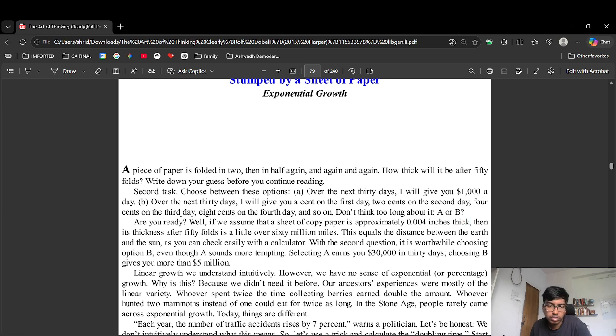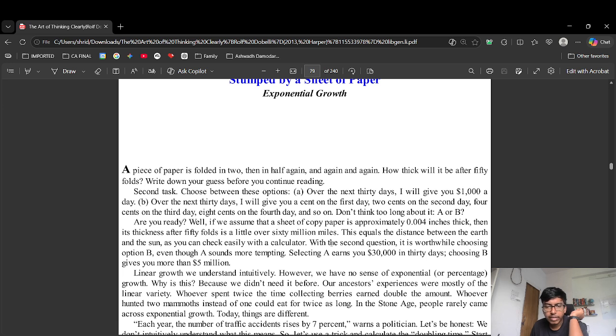So that's the thing. Are you ready? Well, if we assume that a sheet of paper is approximately 0.004 inches thick, then its thickness after 50 folds is a little over 60 million times that. Okay, the first task: after folding, the thickness would be around 60 million times. This equals the distance between the earth and the sun.